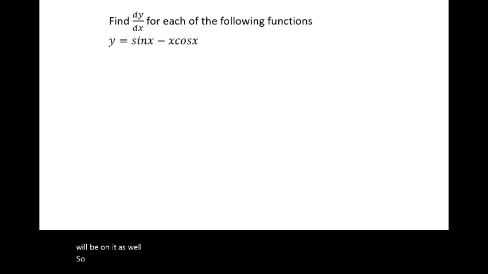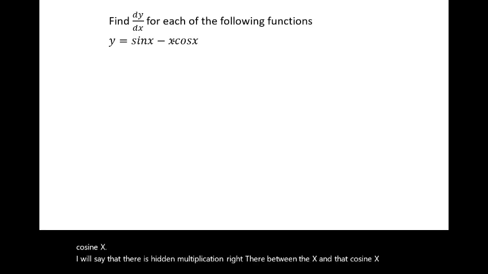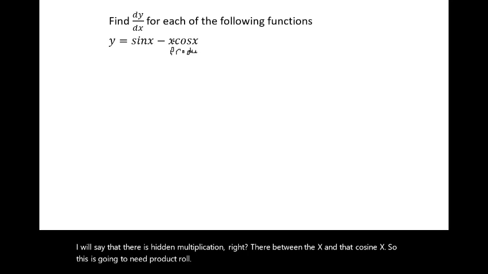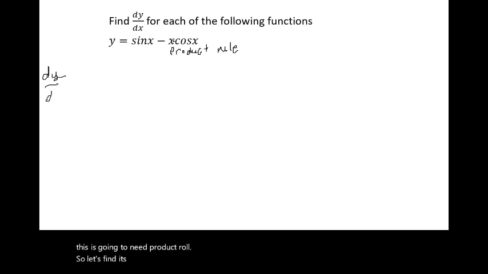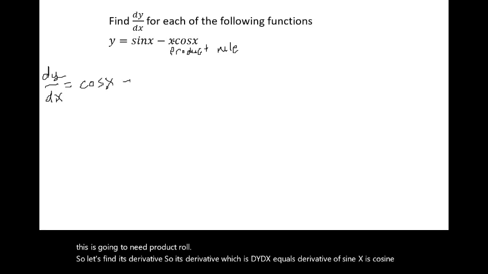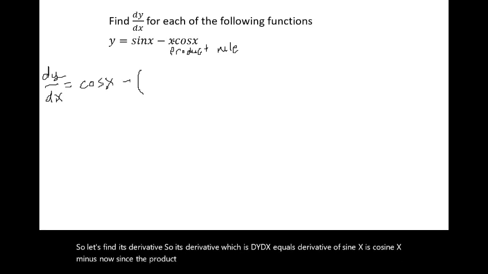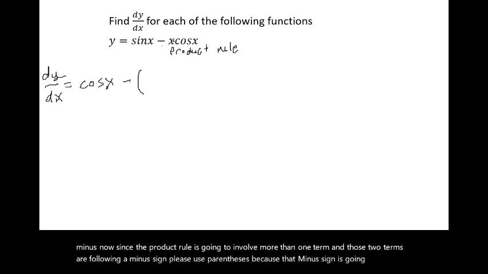So what we're going to do is find the first derivative, dy dx, of sine x minus x cosine x. I will say that there is hidden multiplication between the x and that cosine x, so this is going to need product rule. So let's find its derivative. Its derivative, dy dx, equals the derivative of sine x, which is cosine x, minus, now since the product rule is going to involve more than one term, and those terms are following a minus sign, please use parentheses because that minus sign is going to need to get distributed to both terms.